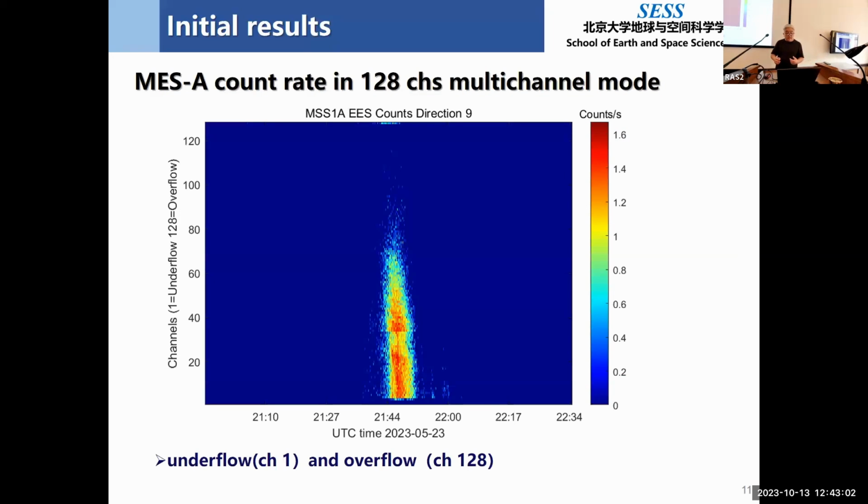This one is MES in multi-channel mode, so we can see very refined distributions in the different energy channels. Of course, it's a count rate, but I will show you if they change it to the flux, they can see it's quite clear.